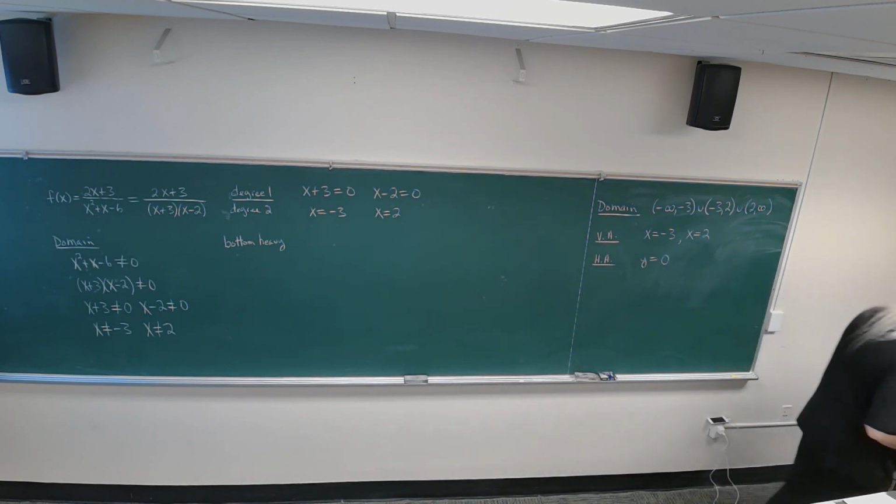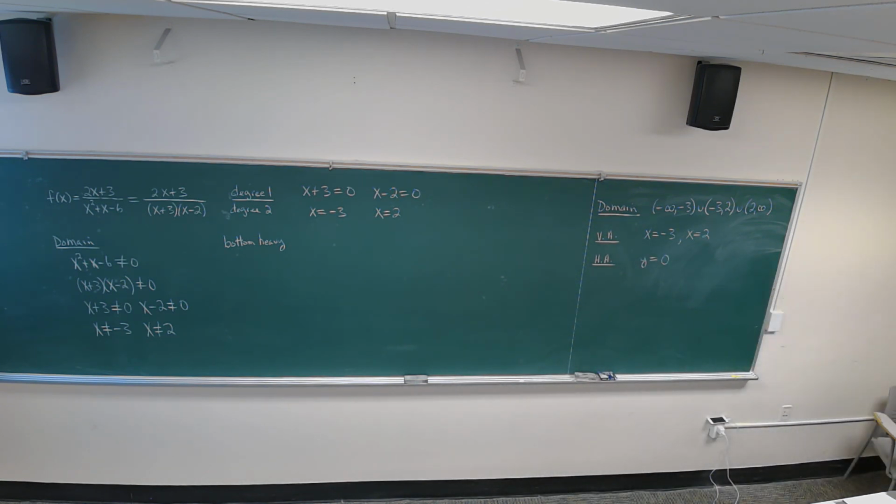So you can write y equals 0 in the space to the right. So we have x equals -3 as a vertical asymptote, and x equals 2 as a vertical asymptote, and then we have y equals 0 as a horizontal asymptote.